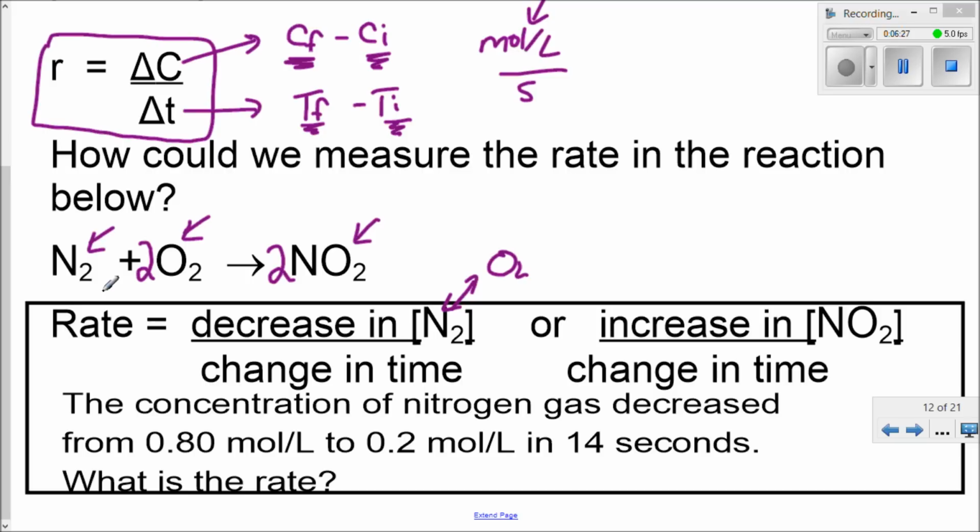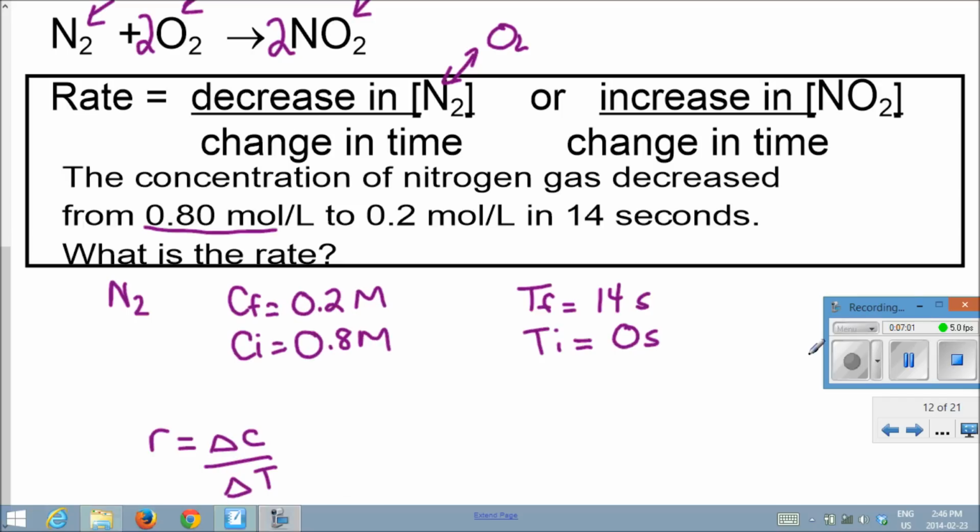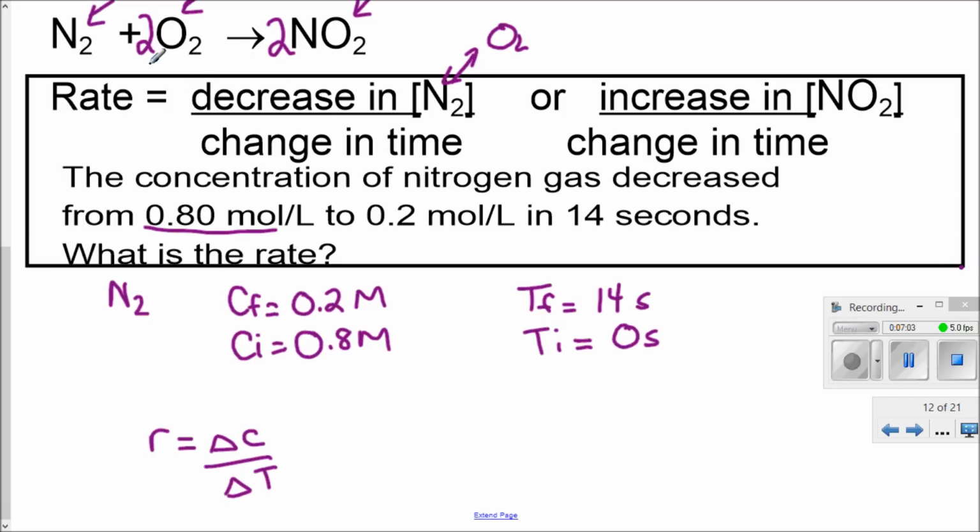It says the concentration of nitrogen gas decreased from 0.8 moles per liter to 0.2 moles per liter in 14 seconds. What is the rate? Let me show you how I would calculate that. The first thing I would do is write down what is given. So what I've done here is I've recorded my information.